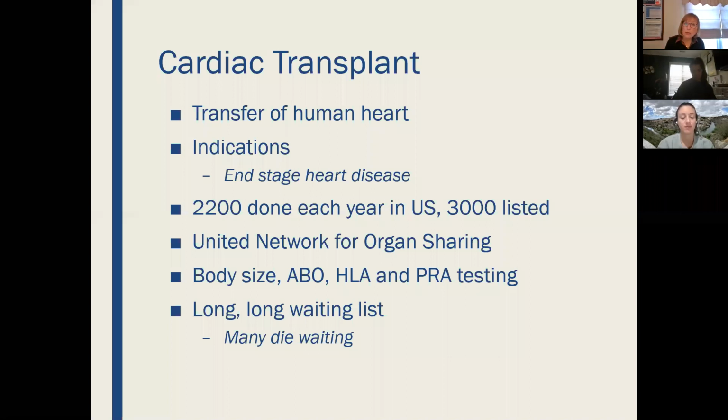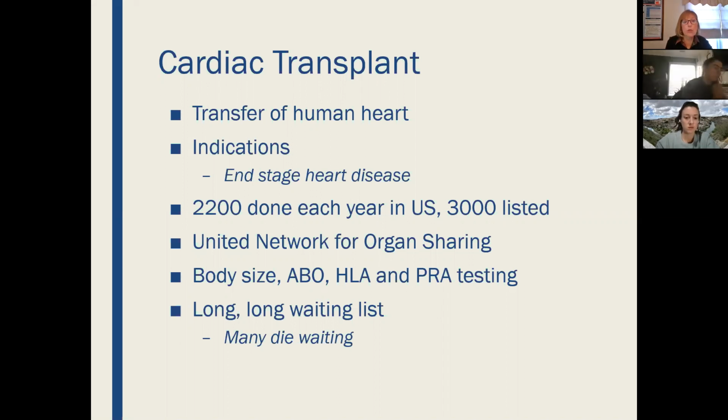Okay, they look at body size. We don't want to put an adult, 54-year-old adult heart in a 4-year-old child. We don't want to put a child's heart in an adult's body. So they look at body size. They look at many things. They look at ABO compatibility, how important that is, the blood typing. We look at HLA matching. This is your human leukocyte antigen, and it's a protein that's on the surface of your white blood cells, and they look at that for matching.